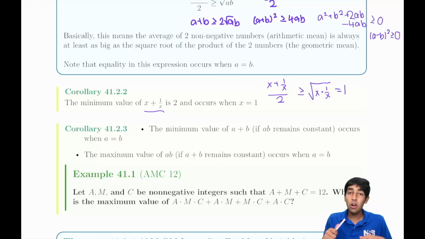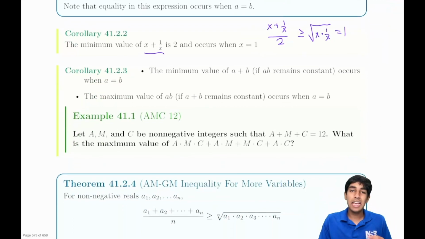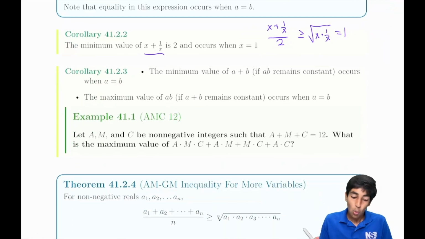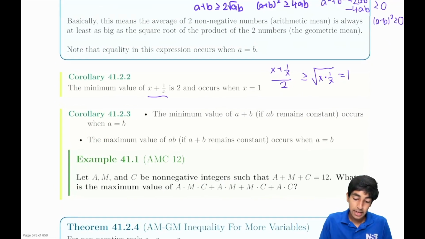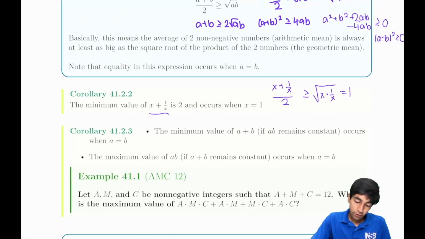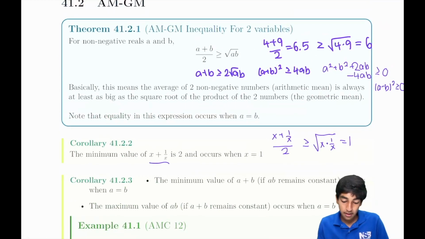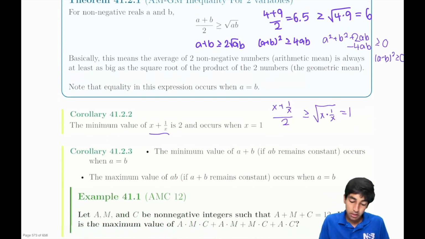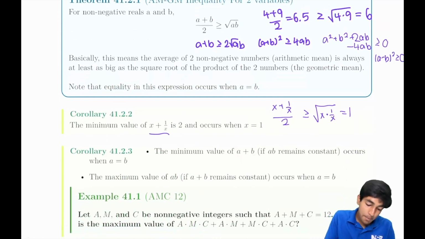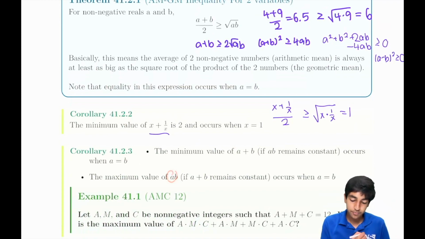Well, if you ever make it to Olympiads, then there are often inequalities problems that ask for proofs using these things. But for AMC and AIME purposes, the main thing we're going to want to do is use AM-GM to find the minimum value of a plus b. Because what AM-GM tells us is it allows us to find the minimum value for sums and maximum value for products.